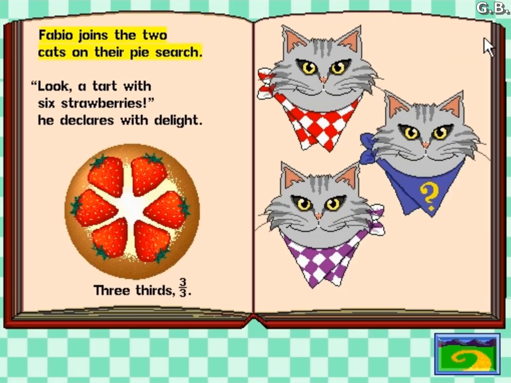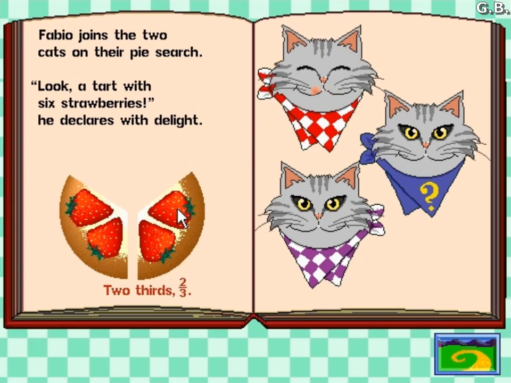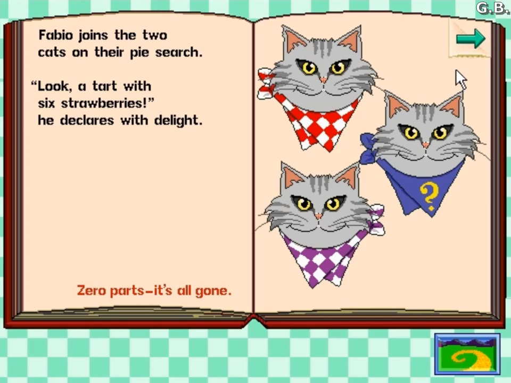Ciao! Fabio joins the two cats on their pie search. Look! A tart with six strawberries, he declares with delight. Feed us equal shares of the tart. Make sure everyone gets the same number of strawberries. Three thirds. Three over three. Zero parts. It's all gone. Grazie. You did it.